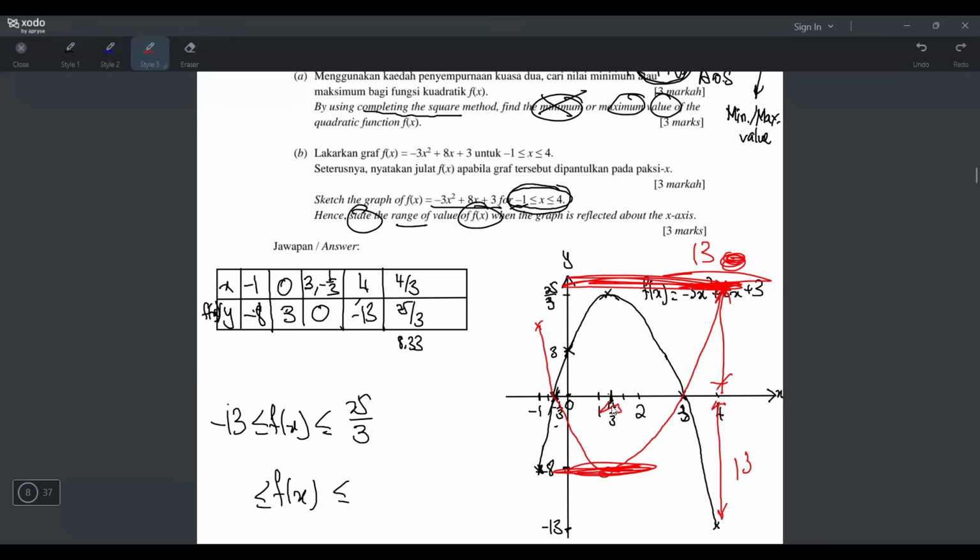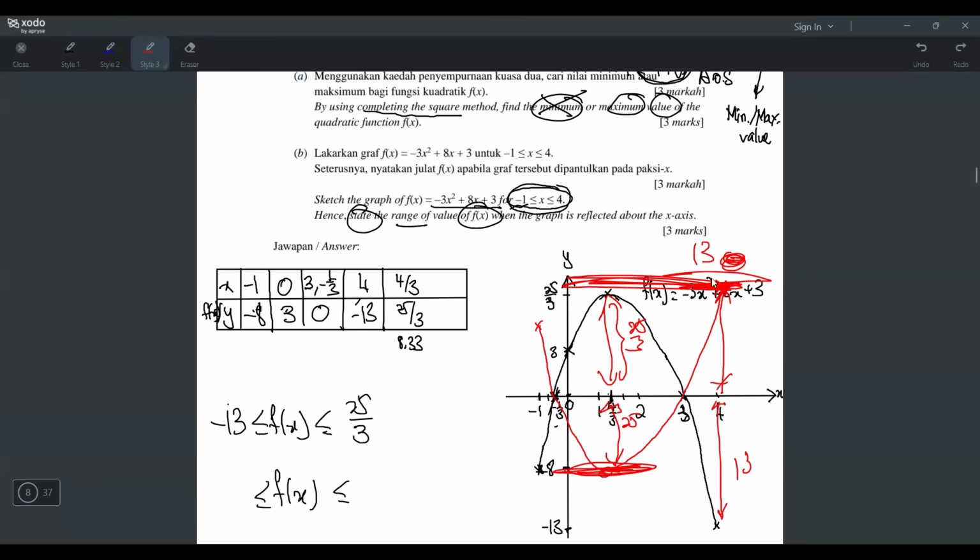Well, the lowest point, if you want to know the distance here, you refer to the distance here. The distance here is 25 over 3 units. So when you reflect, the distance will be the same here, 25 over 3. But it's negative lah. It's negative 25 over 3. So in other words, what's your paling kecil value? I mean the paling bawah y coordinate will be negative 25 over 3. So later here you write negative 25 over 3. And then the other one you write positive 13.